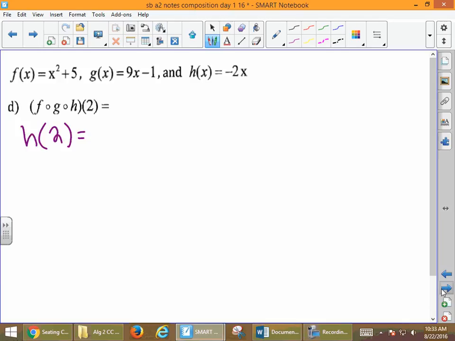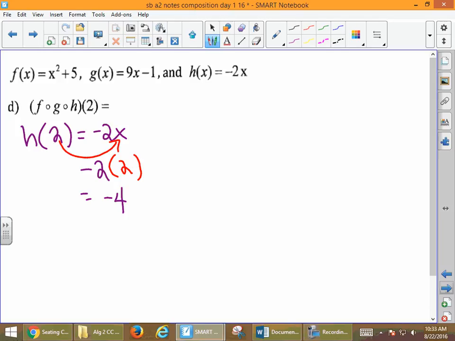So our h function is negative 2x. We're going to take this value of 2 and put it back in here for x. So we get negative 2 times 2, which is negative 4. There's our output when we put 2 in.